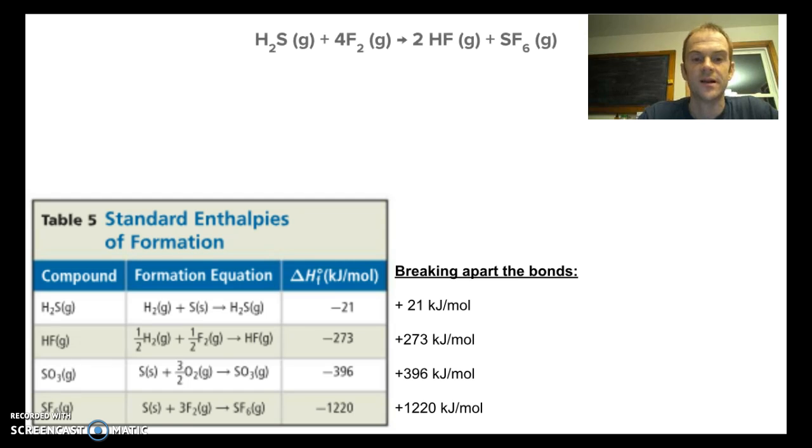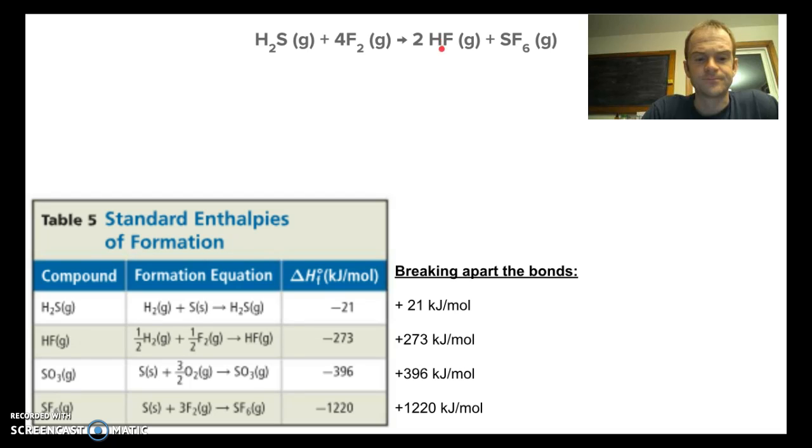All right, so looking at these values, hydrogen sulfide, when I break apart the bonds, I have to take in 21 kilojoules of energy for every mole. Well, moles, remember, are the numbers in front. There's not a number there, so we assume it's a 1. So there's just 1 mole of this that I'm breaking apart. So that's going to involve how much energy? It's going to involve 21 kilojoules of energy.